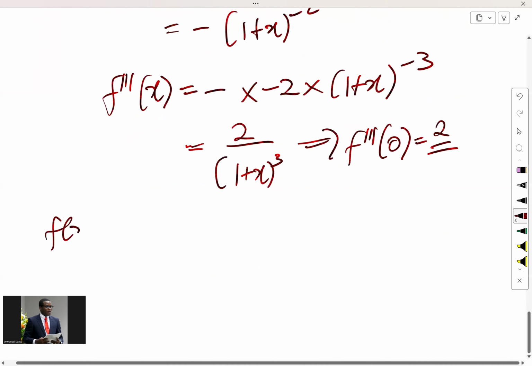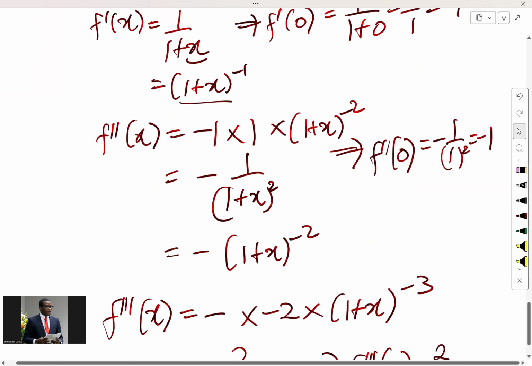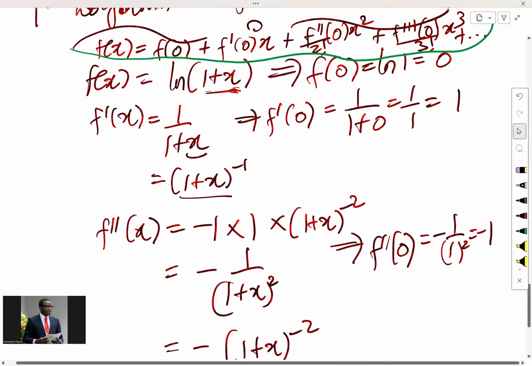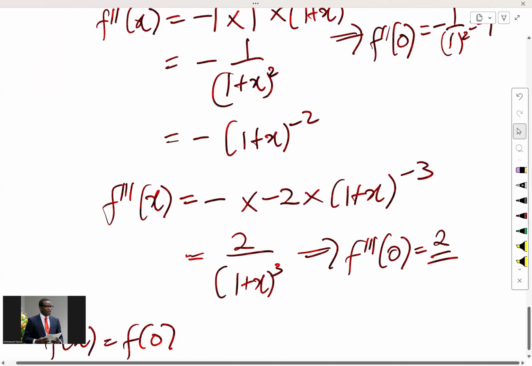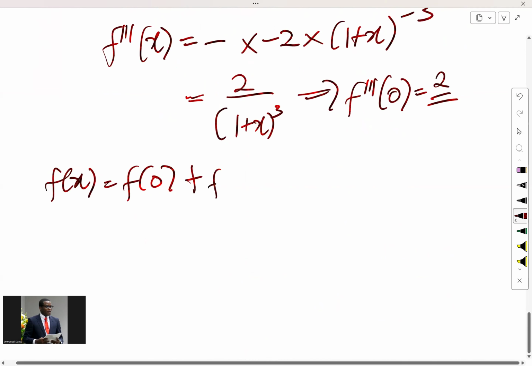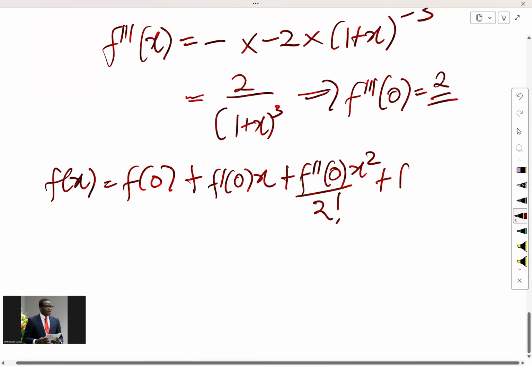So you can substitute this into the, okay, well, I can rewrite that. So we know normally f of x should be f of 0. Yeah, we did f of 0. That's ln 1, which is 0. Okay. So f of 0 plus f prime of 0 x plus f prime prime of 0 x squared over 2 factorial plus f prime prime prime, that's the third derivative, evaluated at 0 x cubed divided by 3 factorial, and all of that like that.